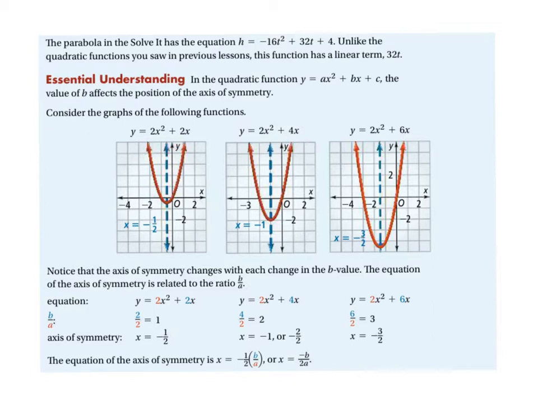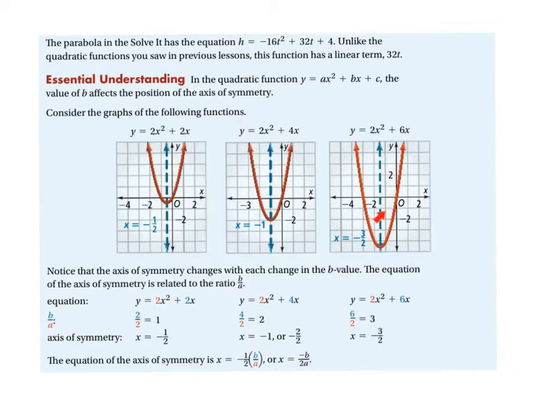So we can graph this, right? We can certainly find the minimum, the axis of symmetry, which we just talked about. If I increase that b to 4x, notice that slides our axis of symmetry over. Increase it to 6x, right?